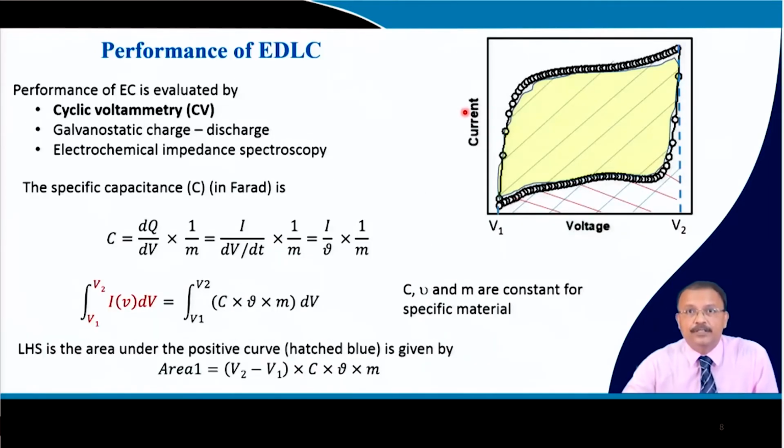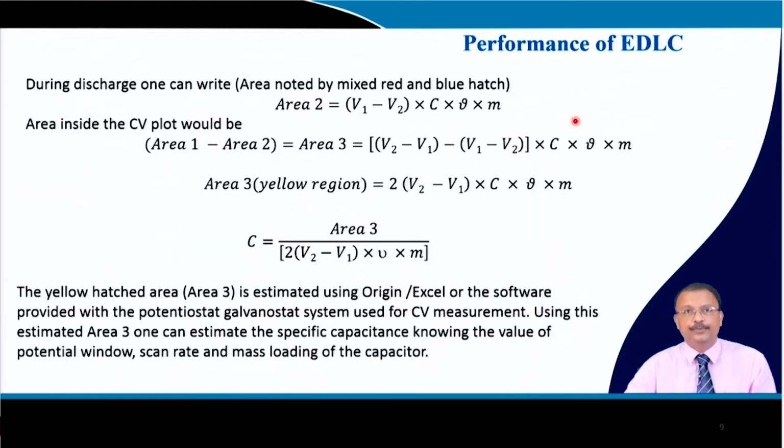So, eventually I am interested to know the area inside this curve. I will have to subtract from this whole area, which is area 1, this hatched part. If I subtract this, I will get the area inside the CV loop. So, you can do area 1 minus area 2, and that will give you area 3. You just put back the values whatever I have gotten for area 1 and area 2, and for this yellow region you get this relation twice, this V2 minus V1, and this term will also be there.